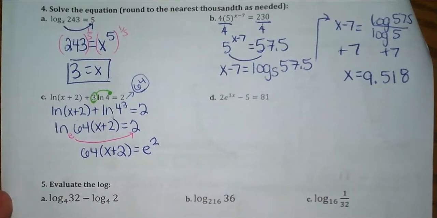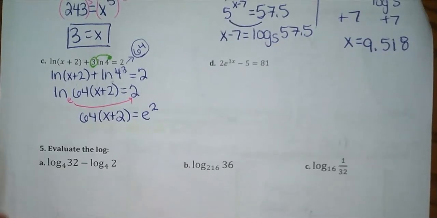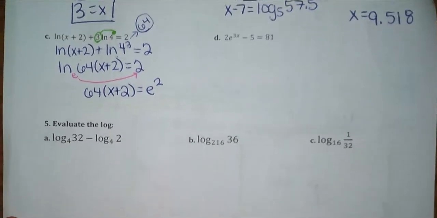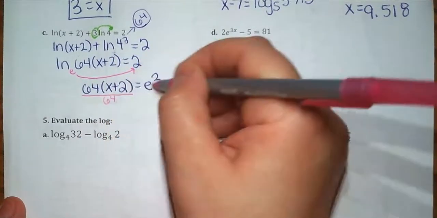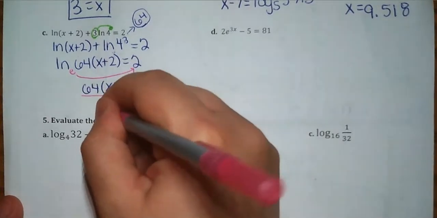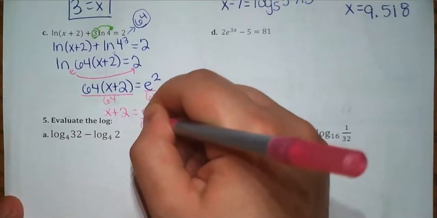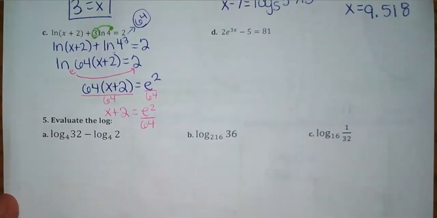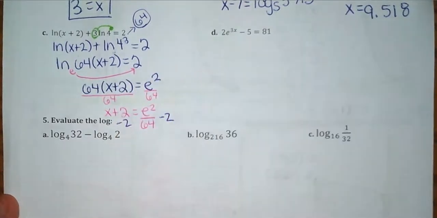Now, you can distribute the 64 here. Remember, e is not a variable, so I'm going to type that into the calculator. What I would maybe recommend, just to save a little time here, is to go ahead and divide by 64 to avoid having to use the distributive property. So I'd have x plus 2 equals e squared divided by 64. And then all we would have to do to get x alone is subtract 2 from that answer. And I can do that all right on the calculator screen.